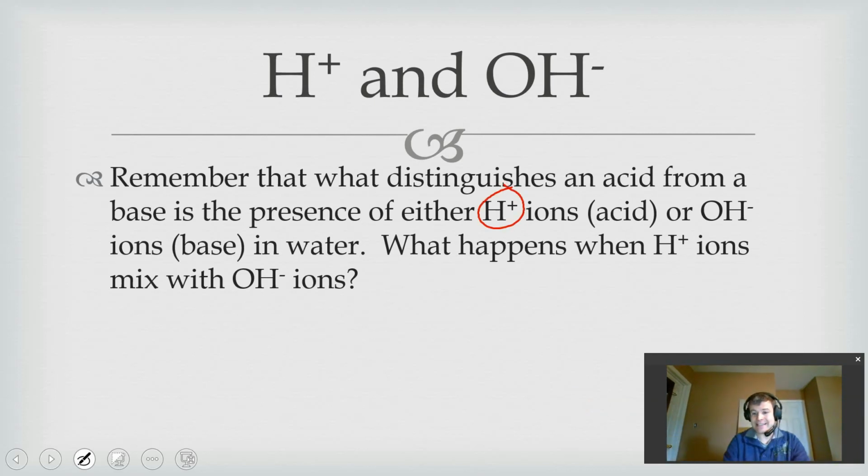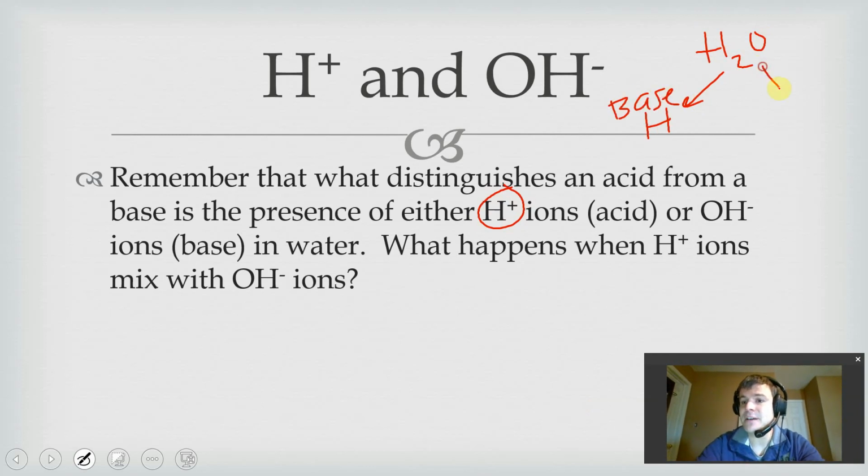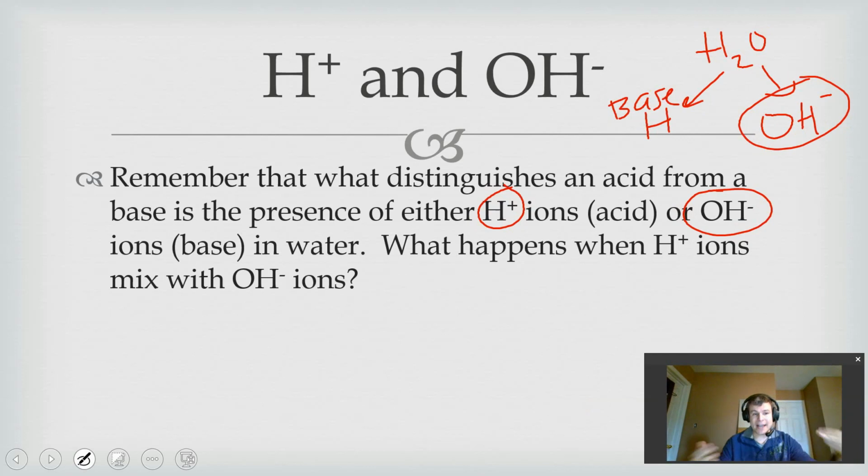When we have a base, bases are pulling hydrogen away from water. Remember, a base steals hydrogen away from water, and what's left is OH-. So a base is going to have lots of OH-, some hydroxide ions. So if we mix acids and bases together, you're basically mixing H+ ions with OH- ions.